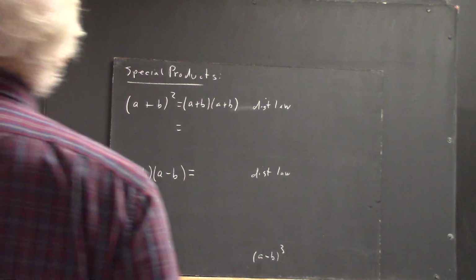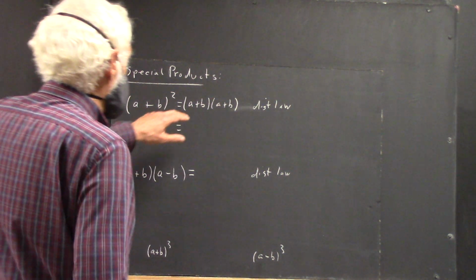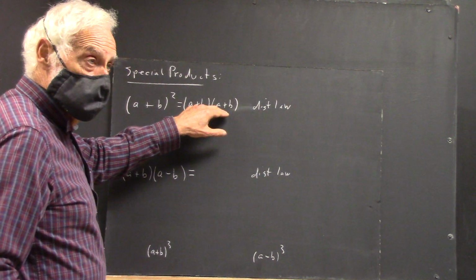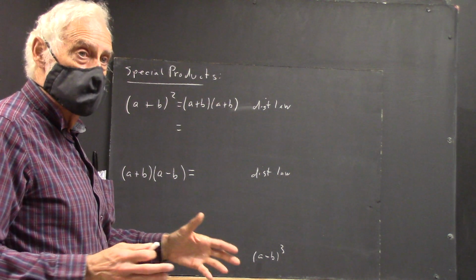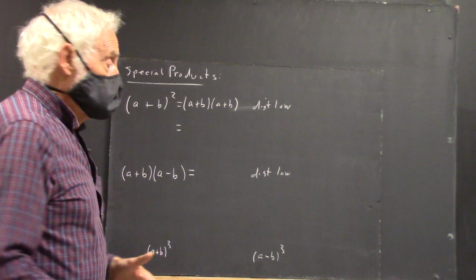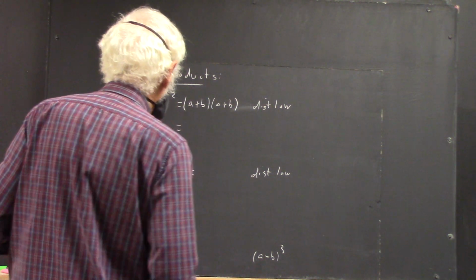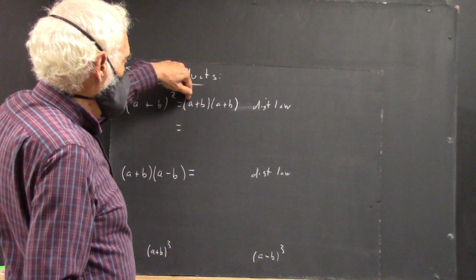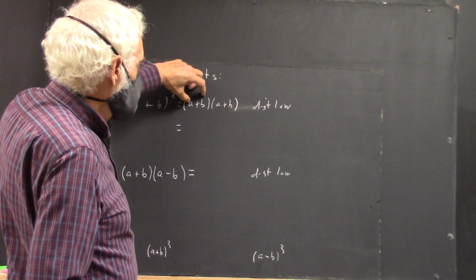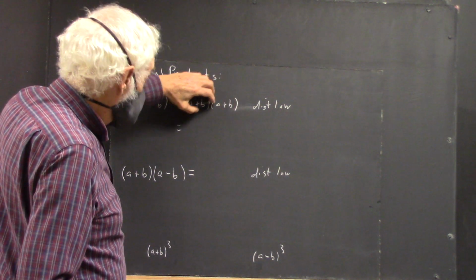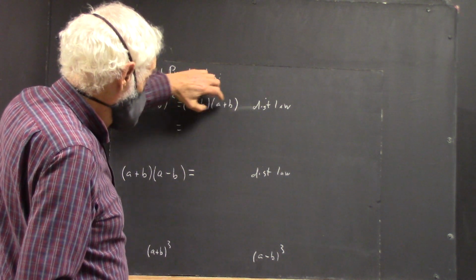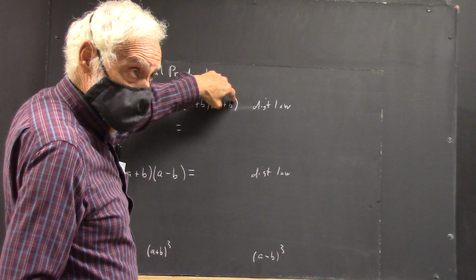Okay, these special products. What's A plus B times A plus B? We're not guessing, we're not using magic, we're using the distributive law. The distributive law says, without a doubt, that if you multiply anything by A plus B, that anything is multiplied by A and that anything is multiplied by B.